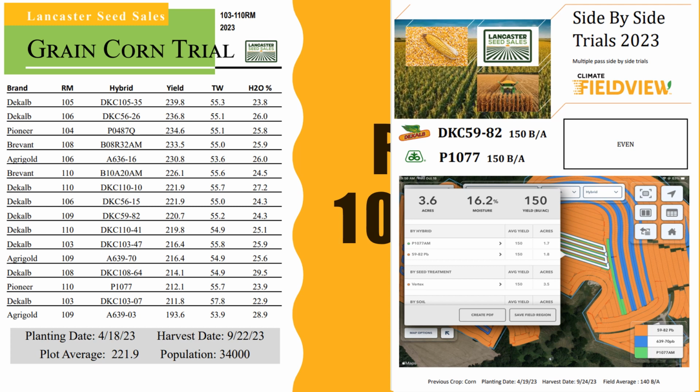Next up, we got the 5982 versus the P1077. This was dead even in this field in particular. I think last year we had about a 15 to 20 bushel gap. This was one of the worst farms we had this year. Field average of only 140, so pretty stressful. 5982 did have better stalk quality in this instance.